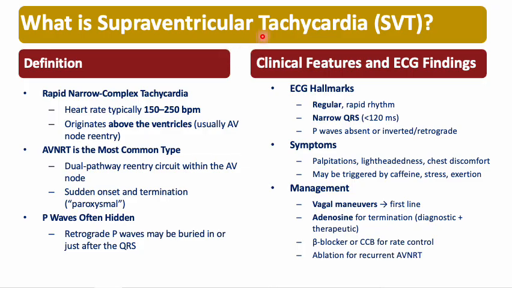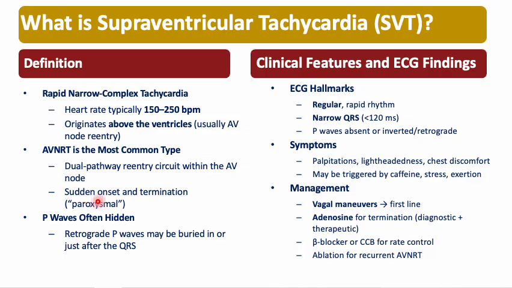Next, we're going to talk about SVT, so supraventricular tachycardia. This is also known as rapid narrow complex tachycardia. The heart rate is usually above 150. It originates above the ventricle, usually at the point of the AV node reentry. The AV node reentry tachycardia is the most common type.